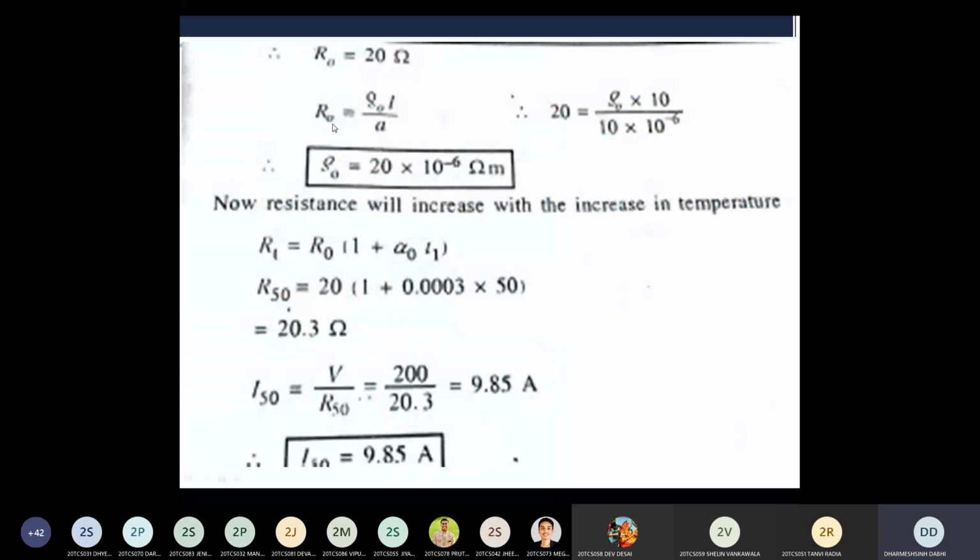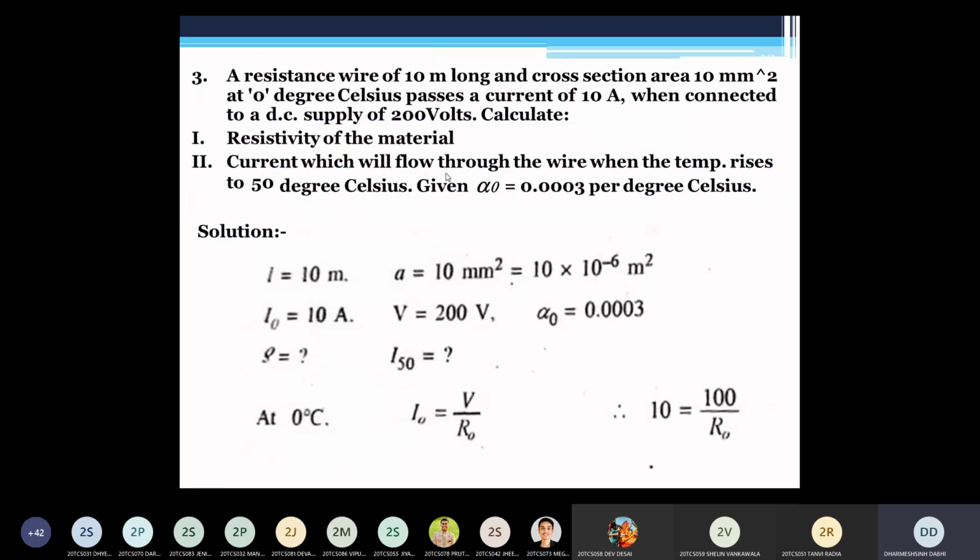So as you know the equation, R0 is equal to rho L by A. So R0 you have 20, L you have 10 meter, area is 10 into 10 raised to minus 6 meter square. So from this equation you get the answer 20 into 10 raised to minus 6, or you can say that 2 into 10 raised to minus 5 ohm into meter. Clear? So this is the answer of first question.